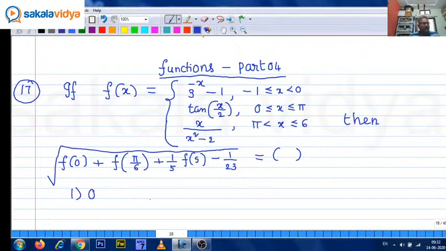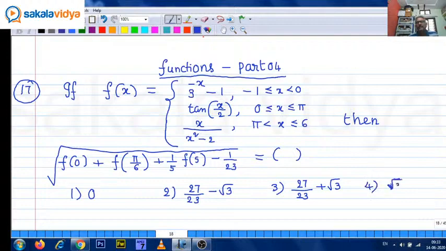First option 0, second option 27 upon 23 minus root 3, third option 27 upon 23 plus root 3, fourth option root 3 minus 1 upon root 2. This is the question, right?